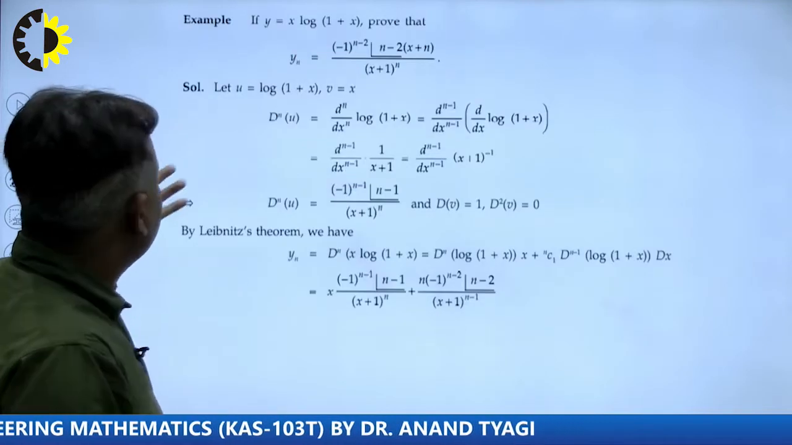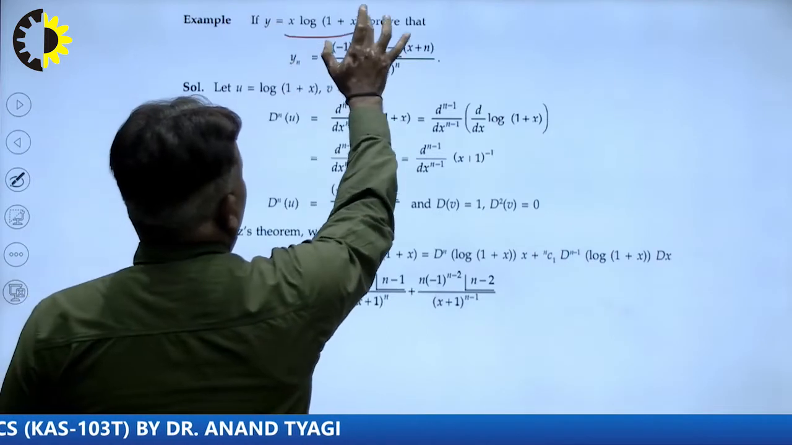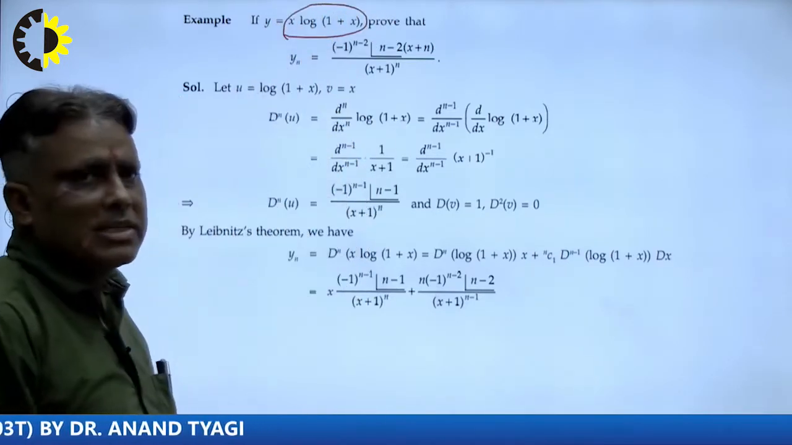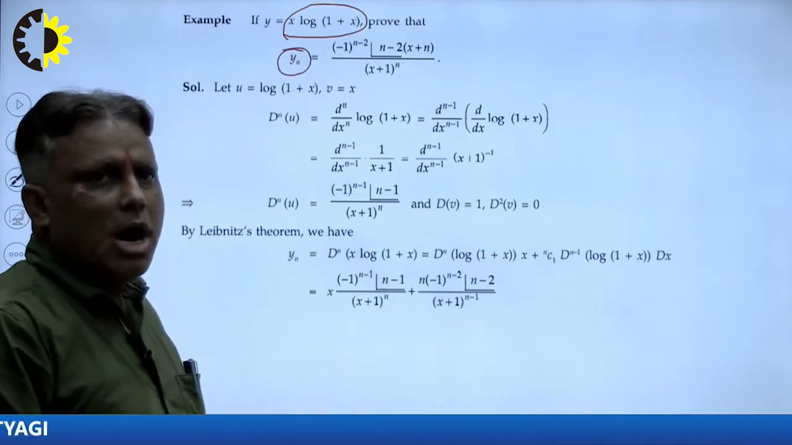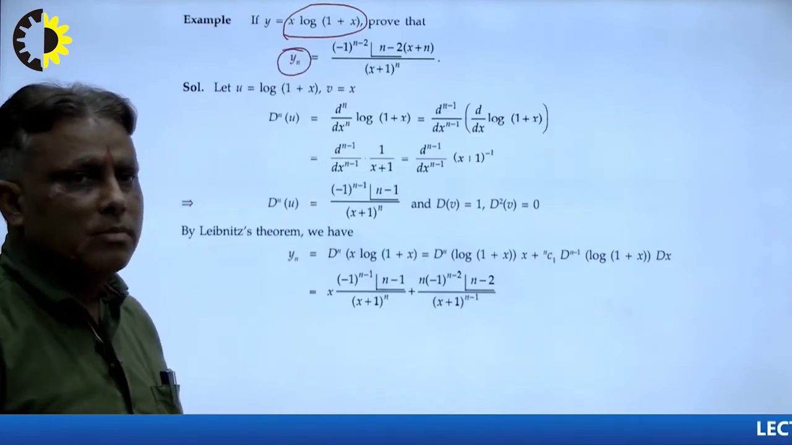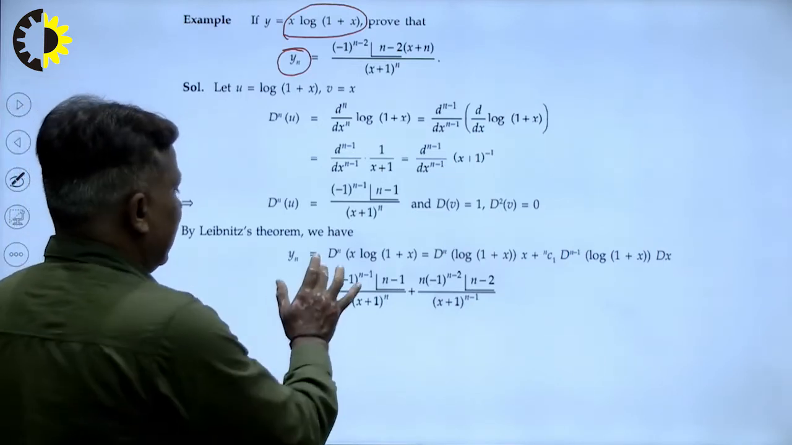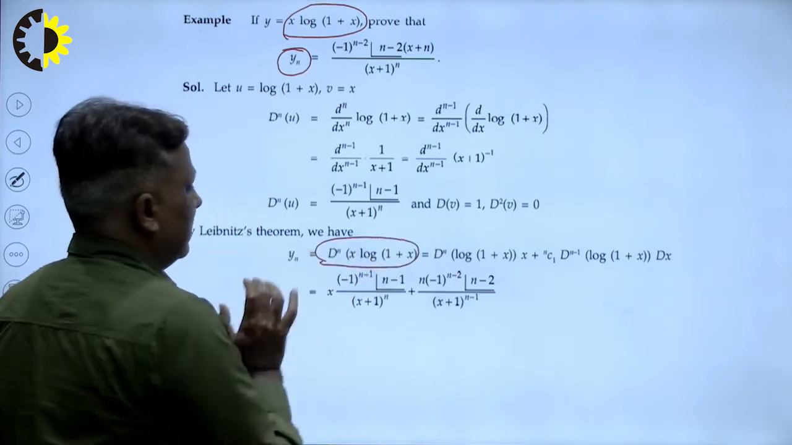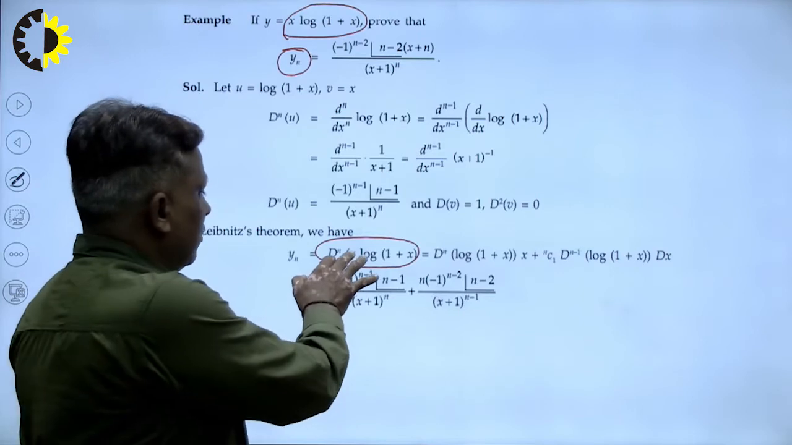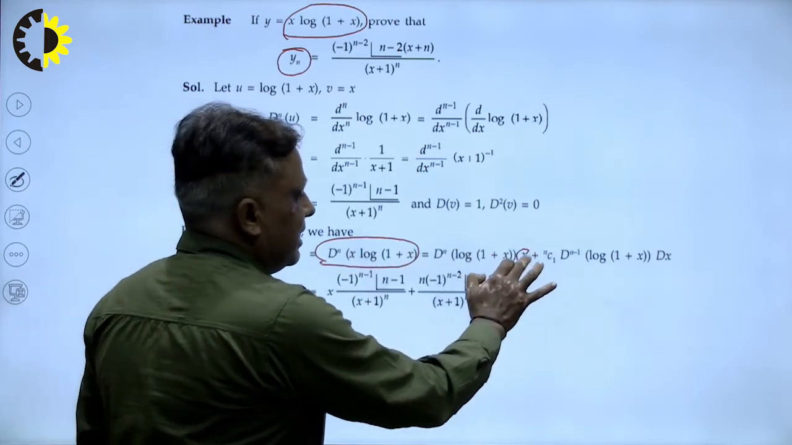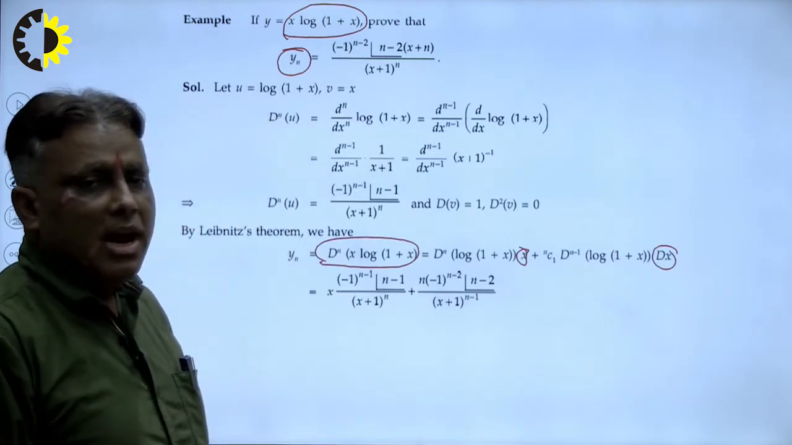Now next example: if y is equal to this, there are two functions, x into log(1 plus x), and our aim is to differentiate n times, right? So how to apply Leibniz theorem n times directly without any hesitation? How to apply here? I apply Leibniz theorem here; which will be v and which will be u? Differentiation of x one time is as it is, and next time differentiation is 1. So x will be v and log will be u here.